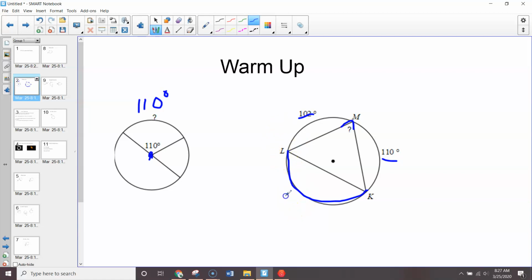And that gives me 148 for this outside one. And once again, I need to divide this number by 2 to get the inside. So when I divide by 2, that gives me 74 degrees.